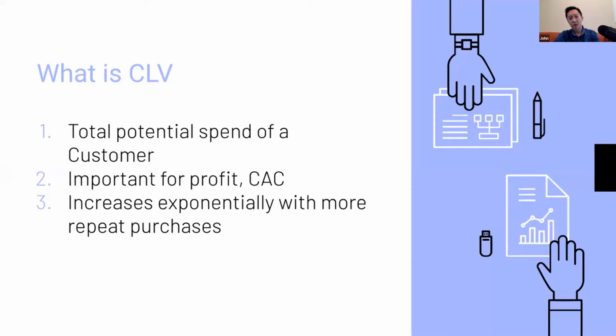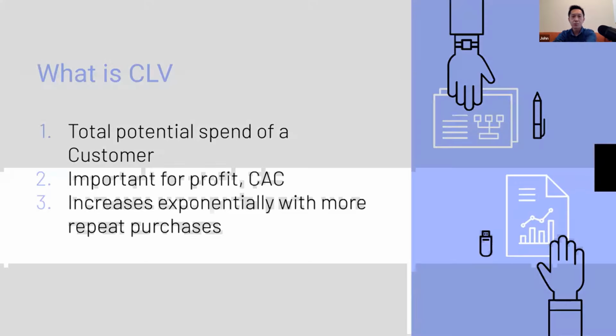The best part with CLV is what we are actually seeing is it tends to increase exponentially when people make more repeat purchases, right? So you're not just getting linear growth with each order, you're getting some kind of exponential growth when people actually stay longer and make more purchases with you.